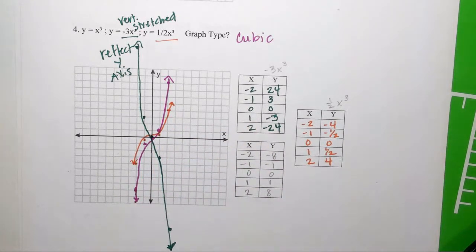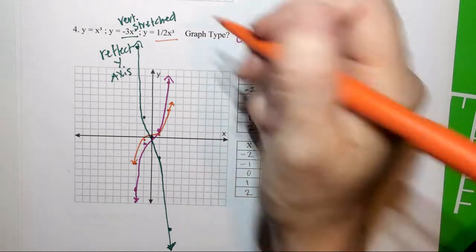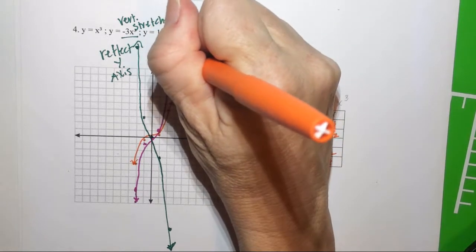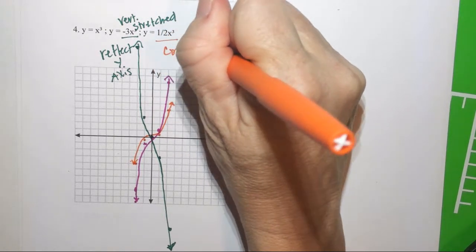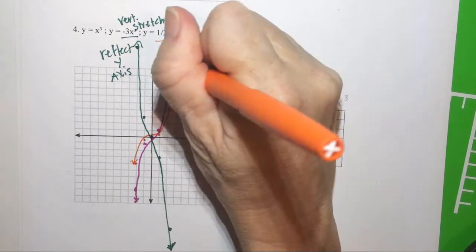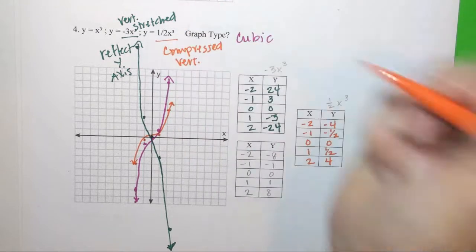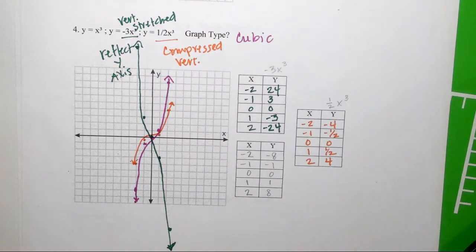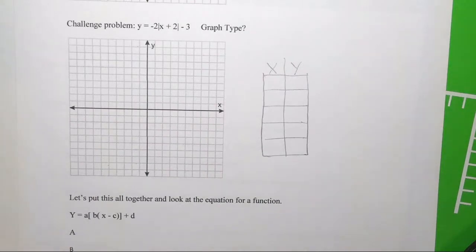Okay, so this one ended up being compressed vertically. Good. Was there any x-axis or y-axis reflection in this one? No, there was not. There are no negative signs in this equation. Good job. All right, we're almost done. Let's finish strong.